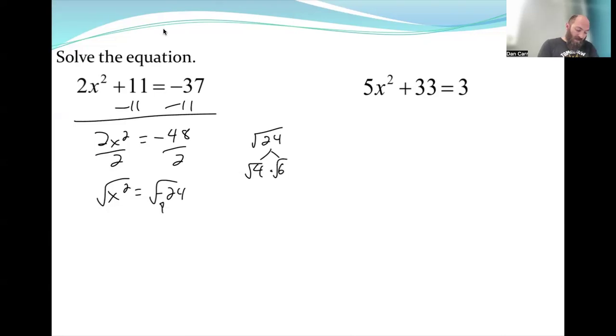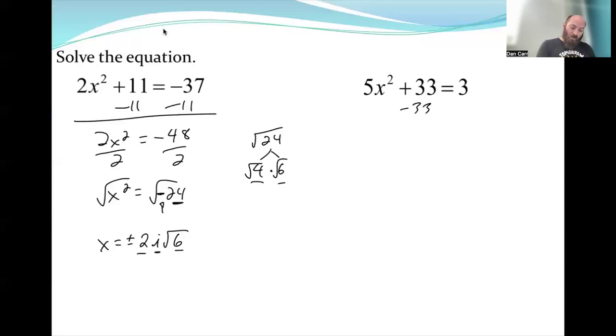Additionally, because of the negative sign, it's going to be plus or minus 2i root 6. So again, the 24 breaks down into the 2 root 6 because of the square root of 4 times the square root of 6. But then the negative sign makes it an i as part of my answer as well.